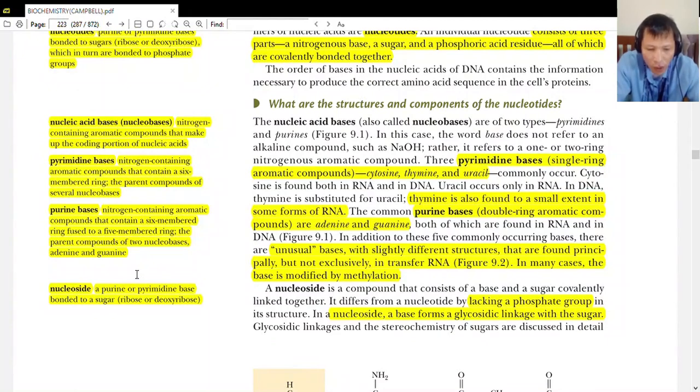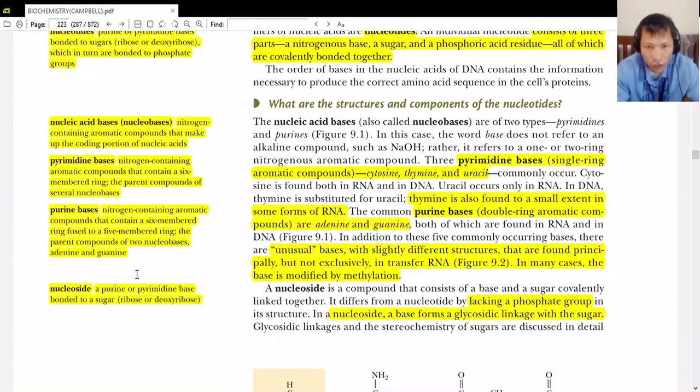The common purine bases, double ring aromatic compounds, are adenine and guanine. So that's the complete makeup of your DNA. Adenine and guanine are both found in RNA and in DNA, so they are both present. They only differ at uracil and thymine, and uracil and thymine are considered pyrimidine bases.